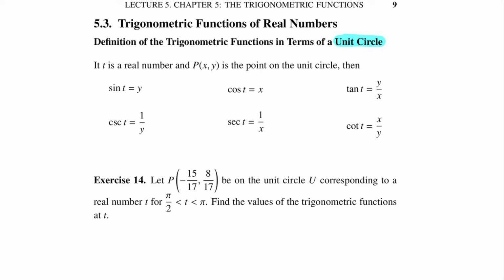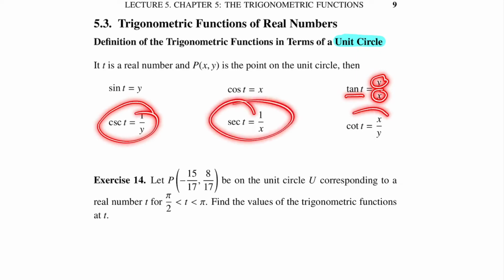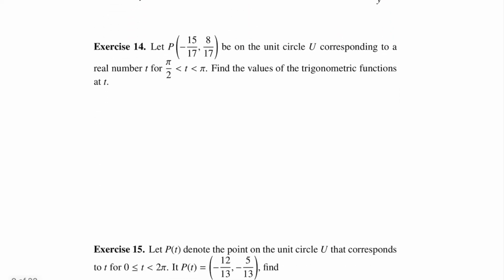So when that is the case, when you have a point on the unit circle, then sine is just the y coordinate, cosine is the x coordinate, tangent is y over x, and of course we have the reciprocal functions. All right, so let's look at this first problem. It says let this point be on the unit circle. So right away, we know it's on the unit circle. They tell us that. And they want us to find the values of the trig functions. So we need to find the 6 values.